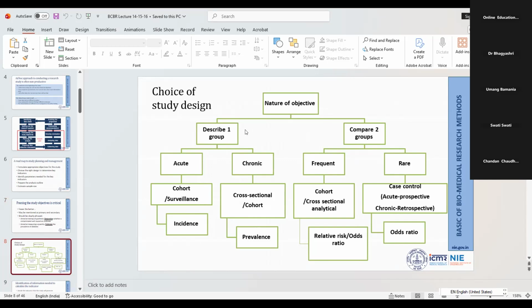Now, if the nature of our objective is comparison between 2 groups, we can do a case control study or cohort study. If we are doing a cohort or cross-sectional study, here what we can get is the association between 2 groups, so the association between exposure and outcome. That we can get by odds ratio or relative risk. And in a case control study, the association will be obtained by odds ratio. Here, one thing we have to remember is if the outcome is too frequent, it is better to do a cohort study. And if the outcome is rare, like a disease is already established and it is rare, it is better to go for a case control study. Here we cannot do a cohort study because the outcome is rare.